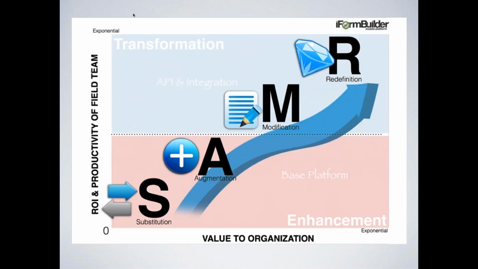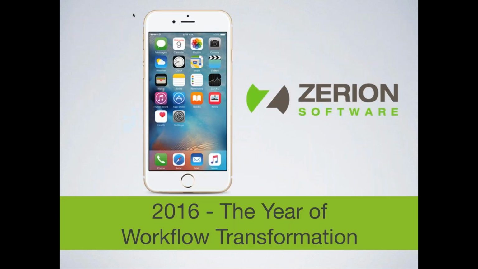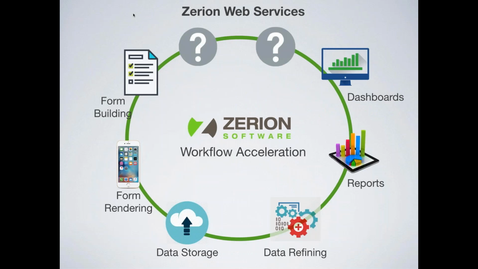So here's just a quick diagram. You can actually see the way that we redefine and the way that we automate and all the enterprise features that are added inside the system. Our goal is for you to get to that diamond standard of true redefinition, and that is going to be happening in real time. So what we're looking at here is 2016 being the year of workflow transformation.